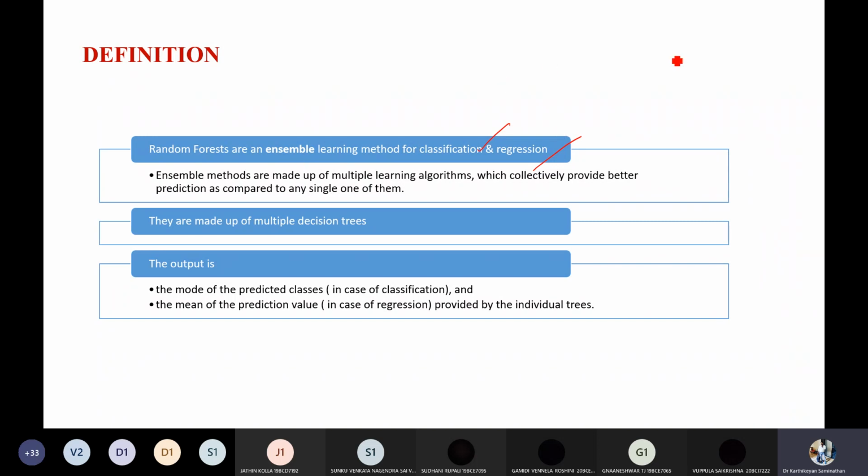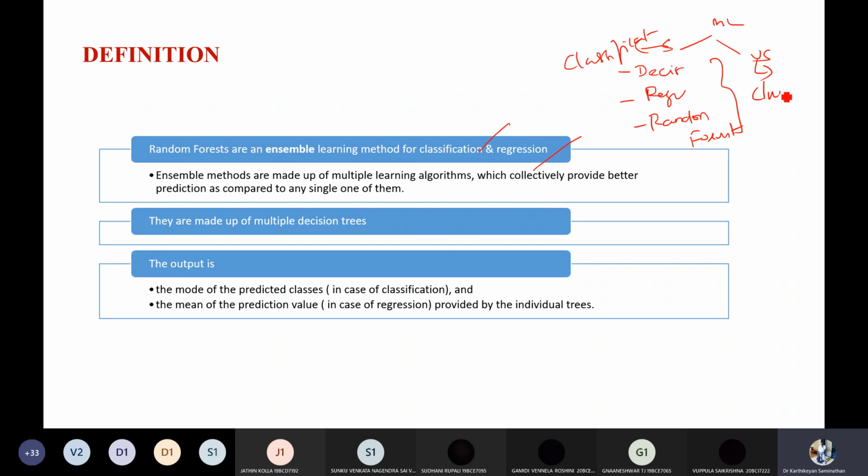As you know, machine learning is generally divided into two: one is supervised, another one is unsupervised. In supervised, we have seen decision trees, and regression, and random forest. These are all famous algorithms under supervised learning: classification and regression. Unsupervised is nothing but clustering and association. Decision tree we already saw. Now this is random forest for regression problems.